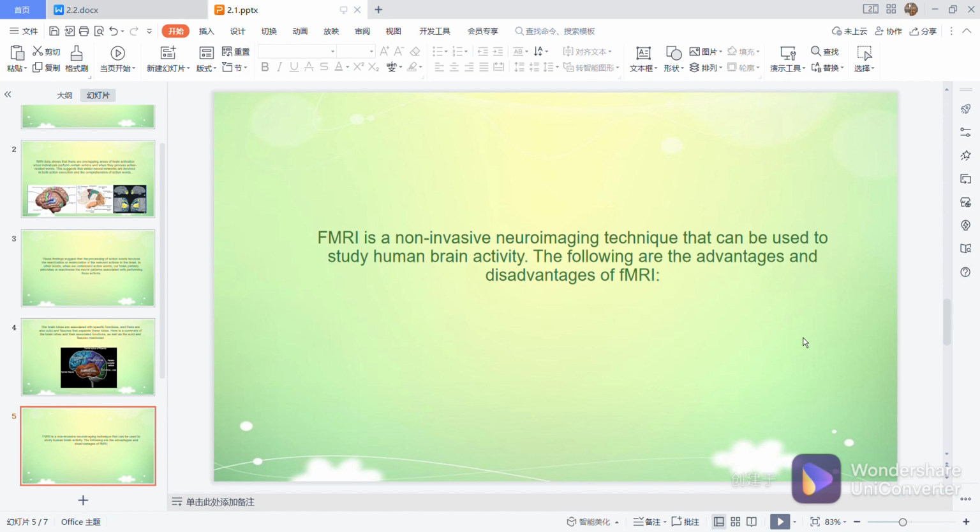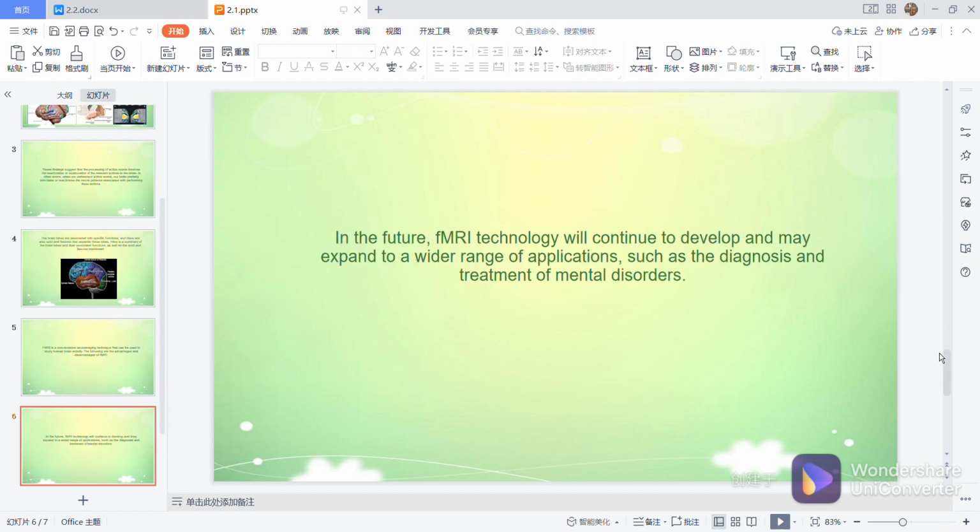In practice, fMRI can be used for many different types of research, including physics, psychology, medicine, and so on. By combining fMRI with other methods such as EEG and TMS, it is possible to gain a more comprehensive understanding of brain function and behavior. In the future, fMRI technology will continue to develop and may expand to a wider range of applications, such as the treatment of mental disorders.